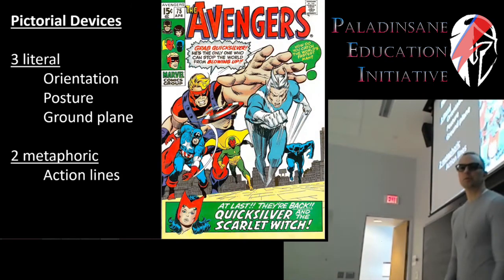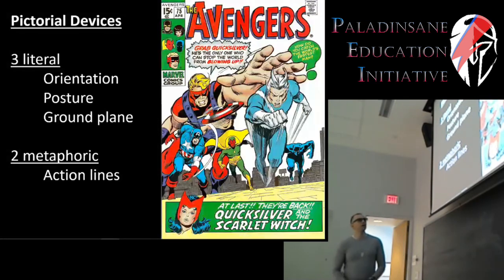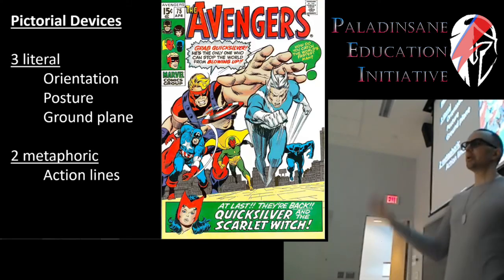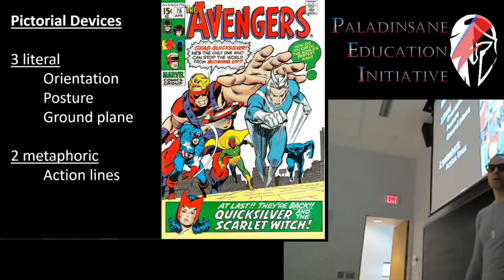On the other hand, Quicksilver over here, who's running, is an indication of somebody who has orientation. Quicksilver is clearly leaning forward, has posture, the arms and the legs are in running position, and at least one foot is off of the ground plane here. In terms of metaphorical, no multiples, right? They don't have multiple images, but we have action lines. We have these metaphorical action lines indicating that Quicksilver is running. So this would be an example of a three literal, one metaphorical picture.